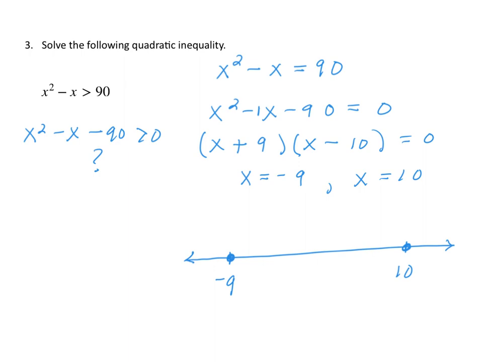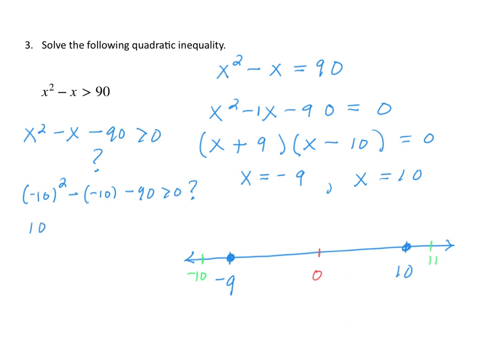The approach I like to take is pick a number in each of these regions. So negative 10, an obvious choice would be 0, and then perhaps over here I'll choose 11. I'm going to take these numbers and put them into this inequality here to see if it makes it a true statement or not. So I think I'll start with negative 10, and I'm going to put it into this inequality. So is it true that negative 10 squared minus negative 10 minus 90 is greater than 0? Is that a true statement?